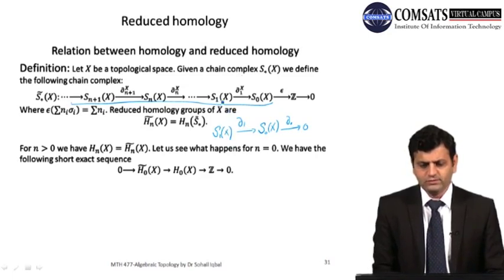So the rest of the homology groups are going to be the same, and the only difference is going to be when n is equal to 0. Now let's see what will happen at 0.